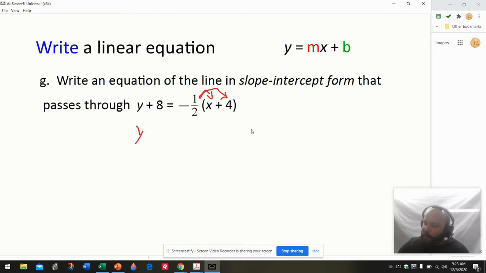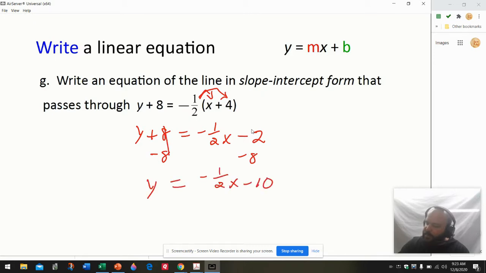So I'm going to have y plus 8 equals, and we're going to have negative 1/2 x, and then negative 1/2 times 4. So you need to take half of 4 and then make it negative. So half of 4 is 2, and we're going to make it negative. So it becomes negative 2. Okay. Now from there, we're going to subtract 8 from both sides. And you can see I have y equals negative 1/2 x minus 10.